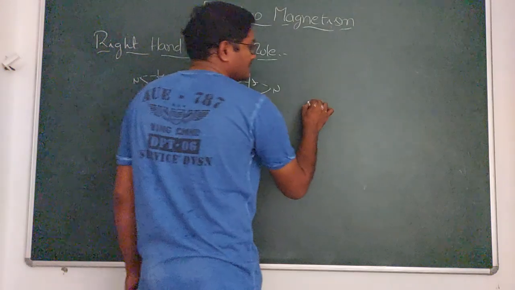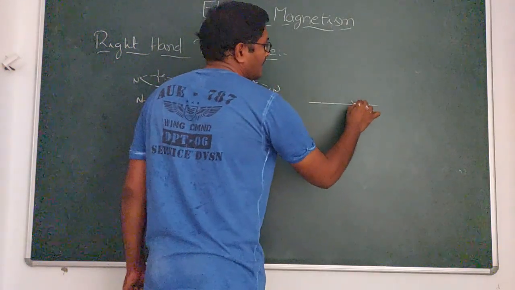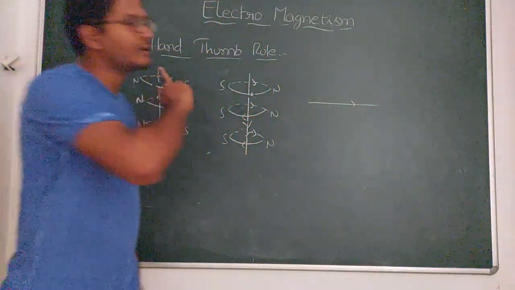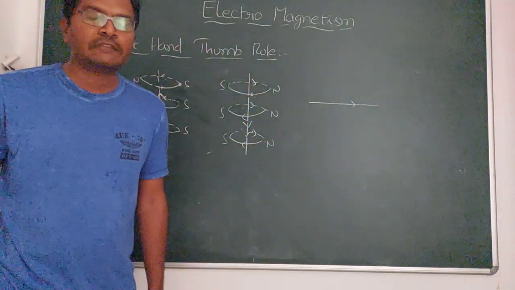Suppose a straight wire is in this direction and current is moving towards right, ila velthunte, then what is the direction of the magnetic field?